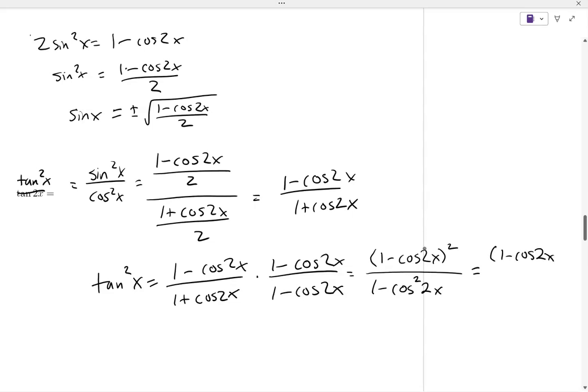However, now what can we rewrite the bottom as? It's 1 minus cosine squared, so it's going to be sine squared. It's sine squared of 2x. The argument doesn't matter, as long as it's the same. So notice we have a perfect square on the left-hand side, and I now have a perfect square on the right-hand side. So when I take the square root, I get 1 minus cosine 2x over sine 2x.